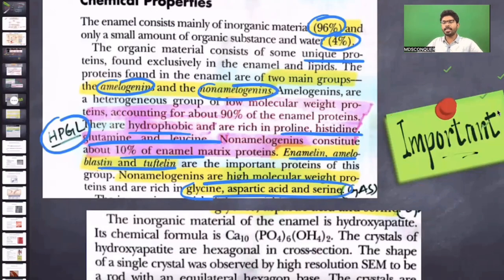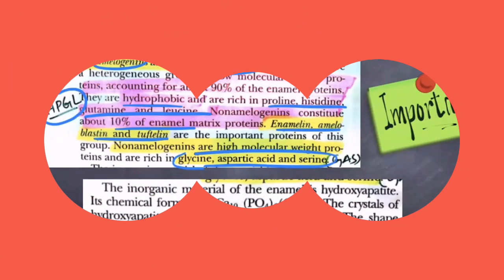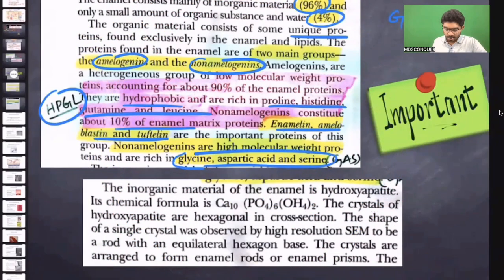Amelogenins is HPGL. You can remember as HP gas limited. Both are gas. Amelogenins name HPGL. HP gas, HPGL gas limited. Okay, not within the 2 hours of duration. Okay, right? Then comes amelogenins: hydrophobic, 90%, low molecular weight, HPGL. Non-amelogenins: high molecular weight, occupies 10%, and the code is GAS.